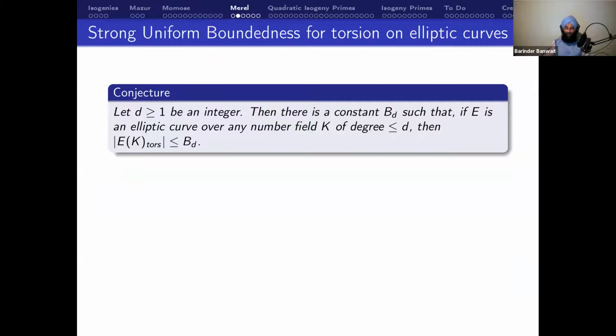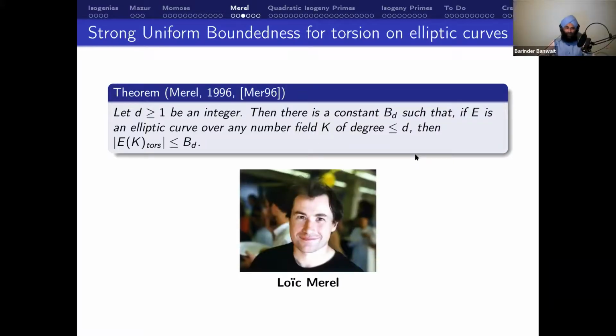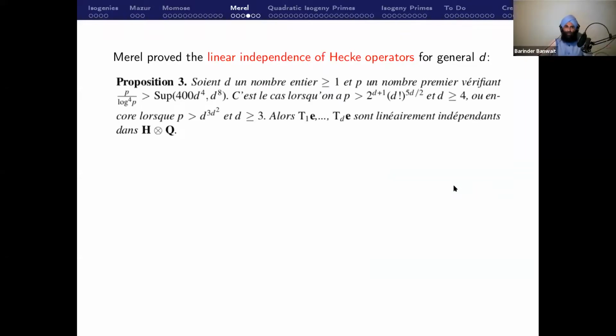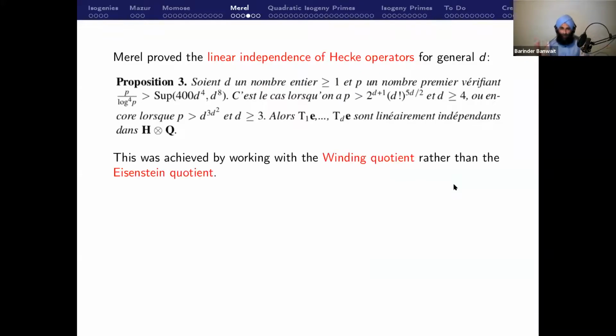This was the conjecture that if you take an integer d, then there is a uniform bound on the size of the torsion subgroup of any elliptic curve over any number field of degree at most d. And as Pete mentioned in his talk last week, this was proved by Merel in '96. So this was effectively his PhD thesis. More specifically, Momose proves this using a criterion for general d, the linear independence of Hecke operators, but not associated to the Eisenstein quotient, rather a different quotient, in fact, a larger one, the winding quotient.